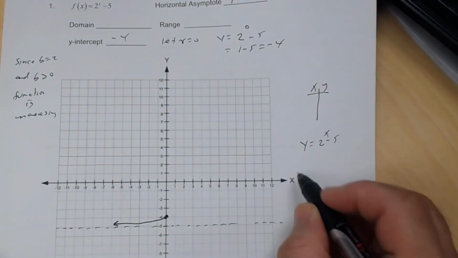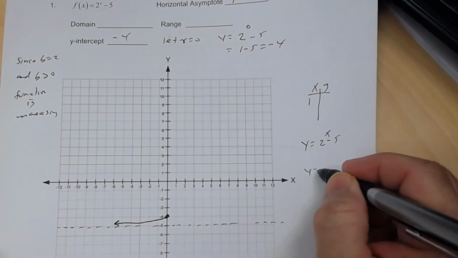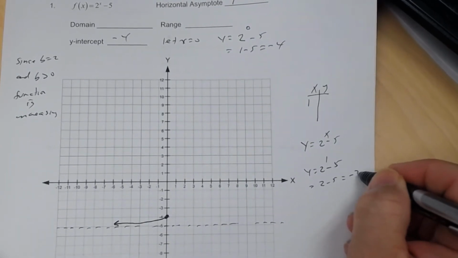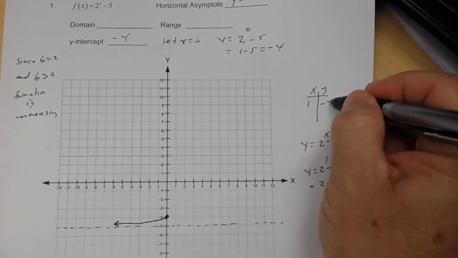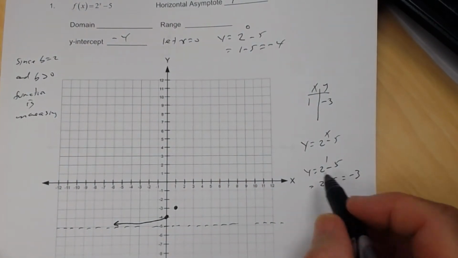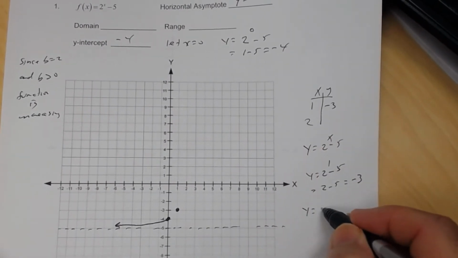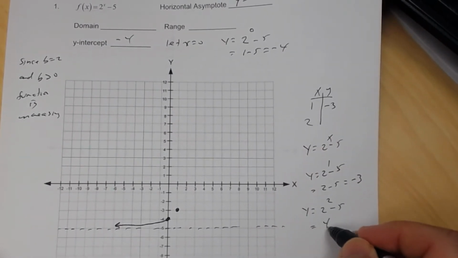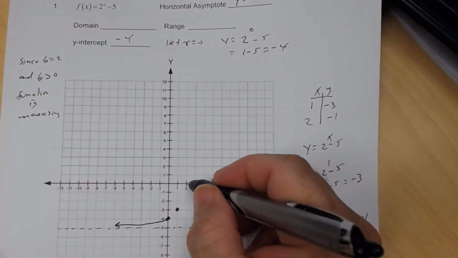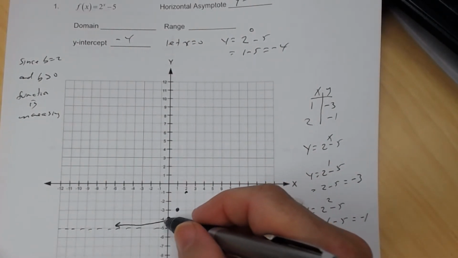So let x be 1. If x is 1, I get y equals 2 to the first power minus 5. So that's 2 minus 5, which is -3. So I plot the point 1, -3, and that is about here. Okay, if x is 2, I get y equals 2 squared minus 5, which is 4 minus 5, which is -1. So I get the point 2, -1. So 2, -1 is here. And so then you can draw the graph at that point.